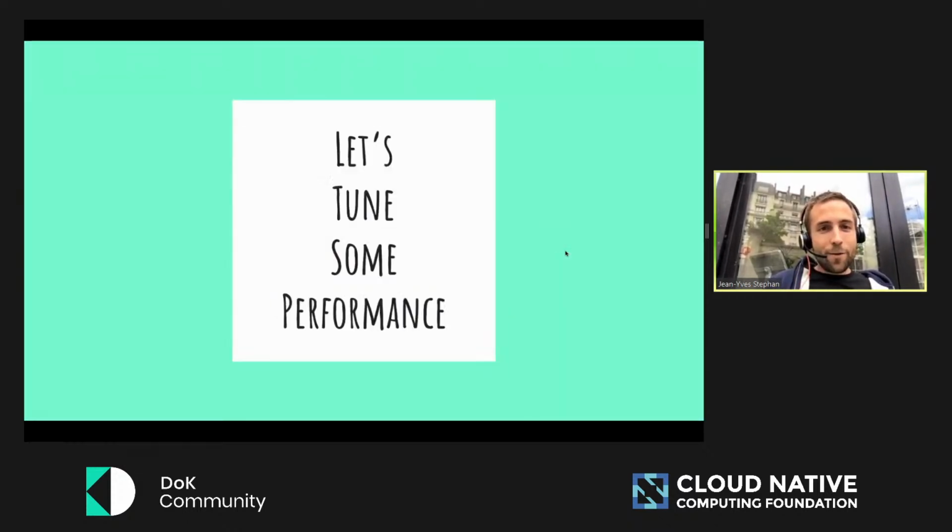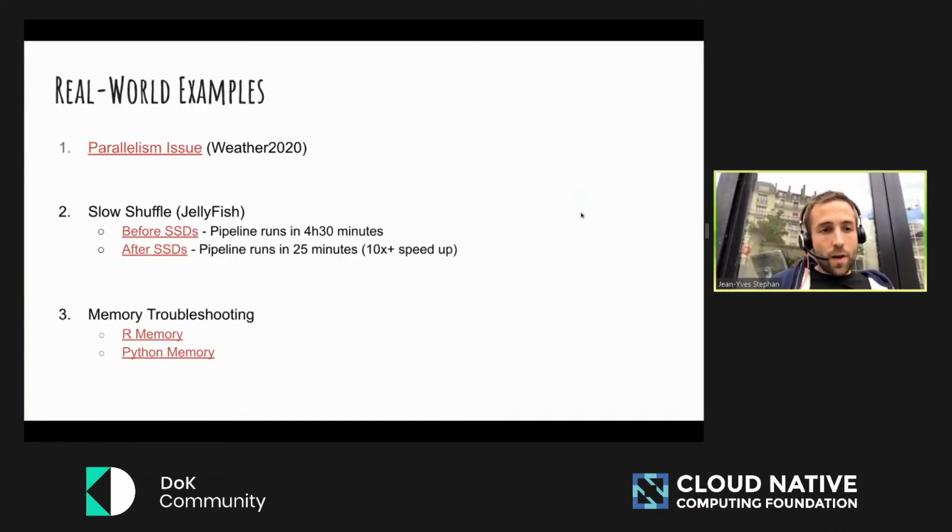All right, now let's go through concrete examples of applications we tuned with Delight, with examples taken from our customers. So I will go through basically 3 examples. The first one is a parallelism issue. So it's a case where the efficiency wasn't that great, and I'll show you how we can improve it. This example is taken from Weather 2020, which is a weather analytics platform. So let's dig into that.